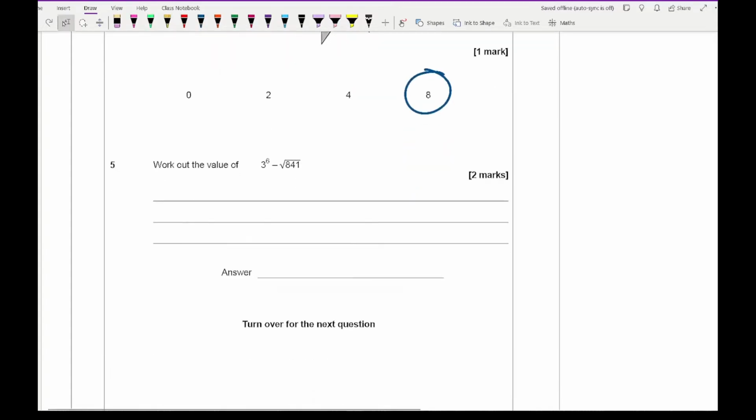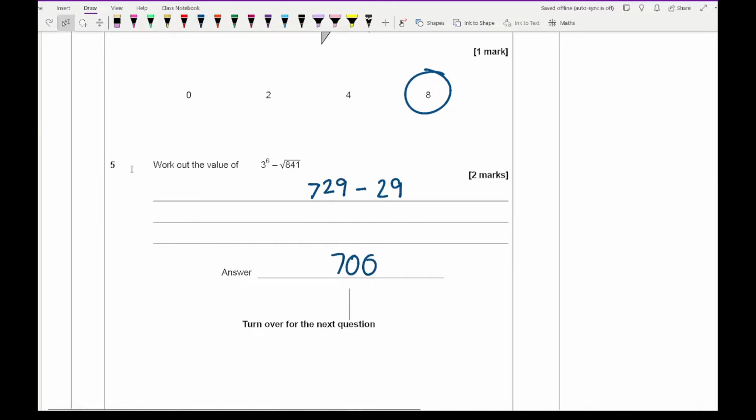Then with question 5, it says work out the value of 3 to the power 6 minus the square root of 841. So if you type this into your calculator correctly, you can either do it individually, in which you'd get 3 to the power of 6, which is 729, minus the square root of 841, which is 29. And if you take those two numbers away, you should have the correct answer of 700.